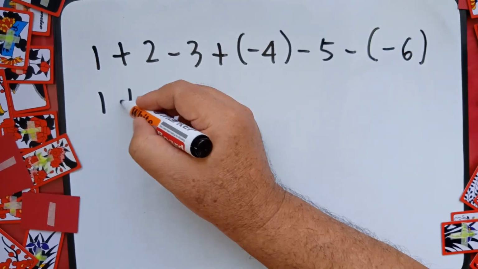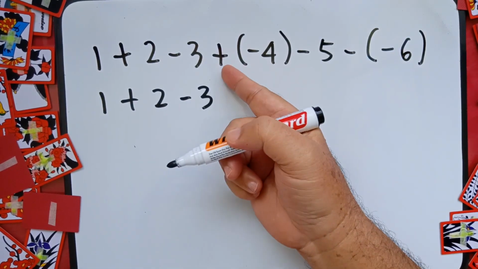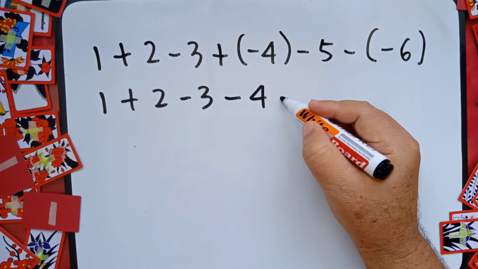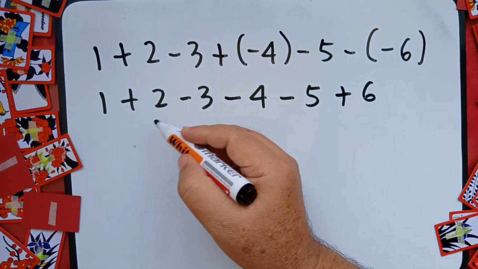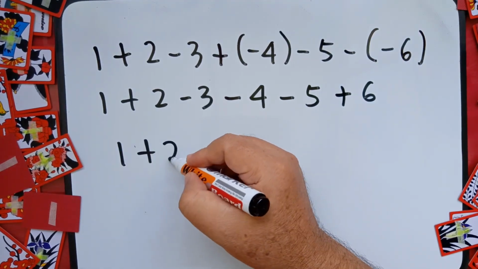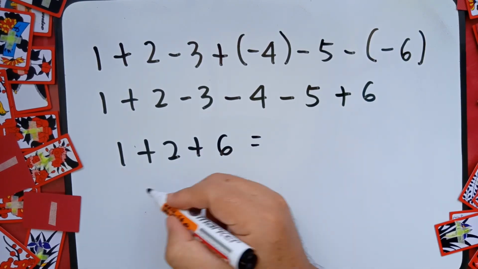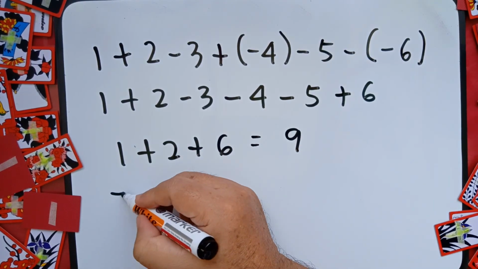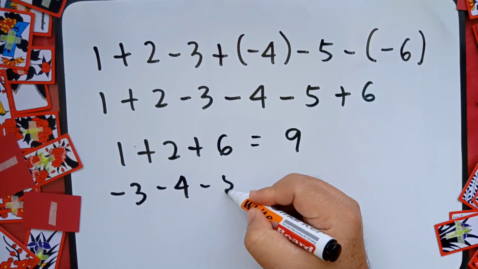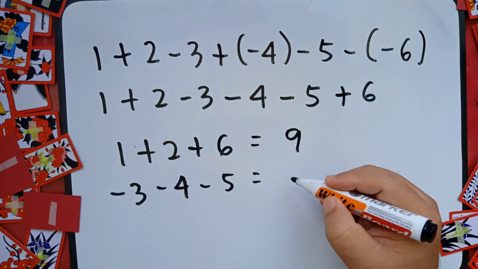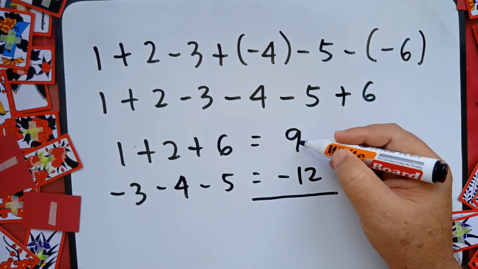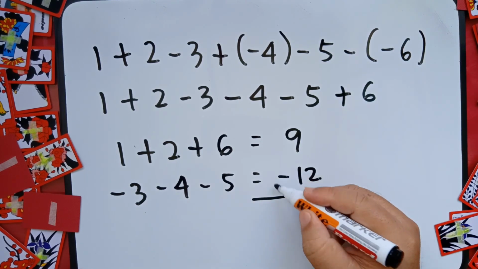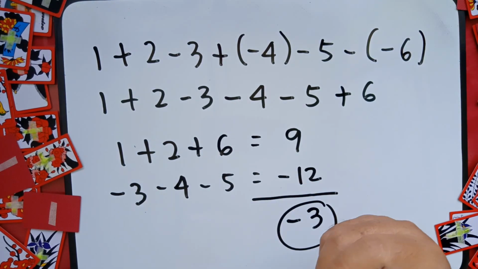Okay, 1 plus 2 minus 3. Positive times negative will become negative 5, negative times negative will become positive. Combine all the positive: 1 plus 2 plus 6 equals 9. Negative 3, negative 4, negative 5 will become negative 12. Different signs, subtract. 12 minus 9 is 3. Then follow the sign of the greater number. The answer is negative 3.